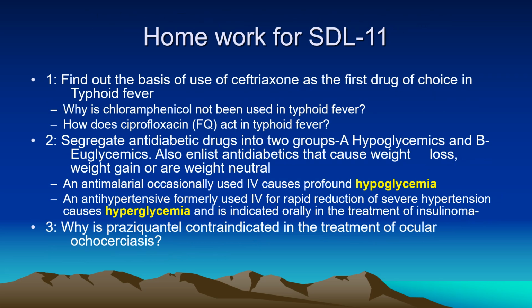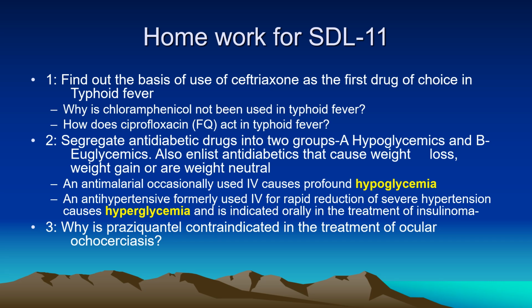Now, homework for this session is to find out the basis of use of ceftriaxone as the first drug of choice in typhoid. Why is chloramphenicol not used in typhoid fever today? How does ciprofloxacin act in typhoid fever? Pharmacologically, segregate anti-diabetic drugs into two groups, those which are hypoglycemic and those which are euglycemic, and also enlist anti-diabetics that cause weight loss, weight gain, or are weight neutral.